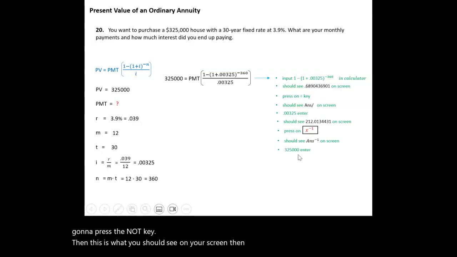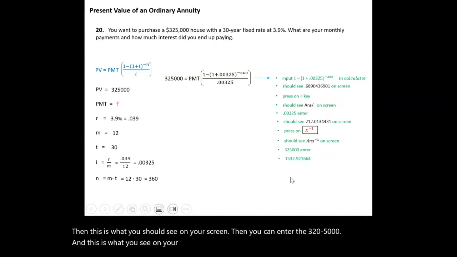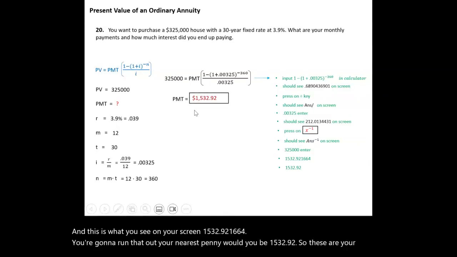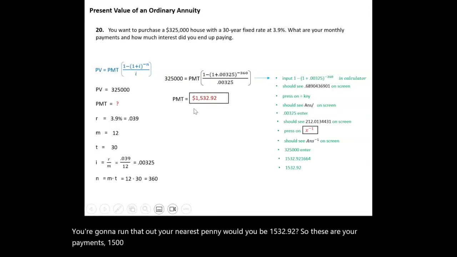Then you're going to enter the 325,000, and this is what you see on your screen: 1532.921664. You're going to round that to the nearest penny, which will be 1,532.92. So these are your monthly payments.